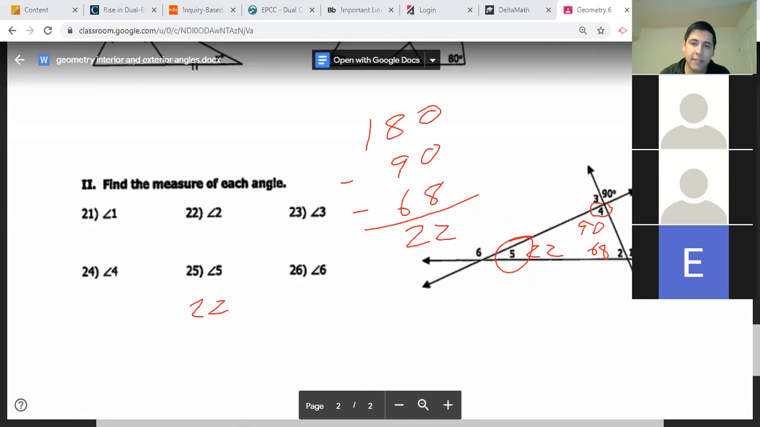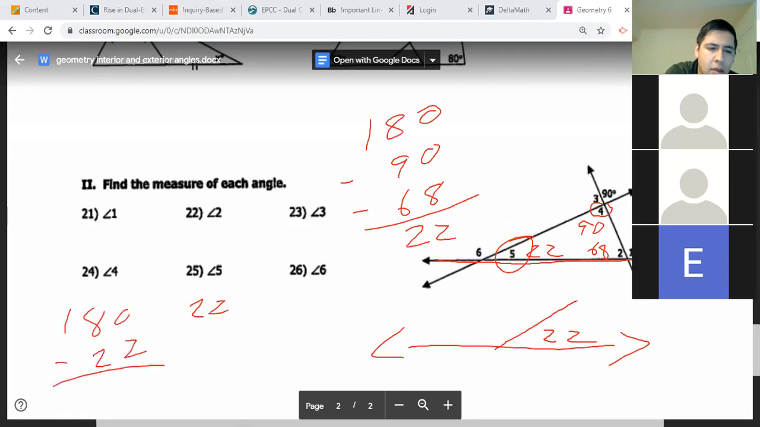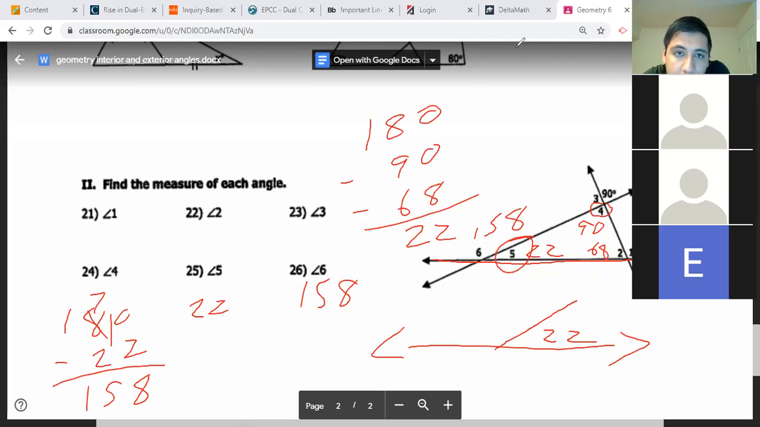Okay, so if that's 22, then what does that make angle 6? And again, we're in a straight line. 158. 158, okay. So we got that how? I just subtracted 22 from 180. All right, yeah, you're right. We subtracted 22 from 180, and we see that angle 6 is 158. That's pretty good. Good so far.